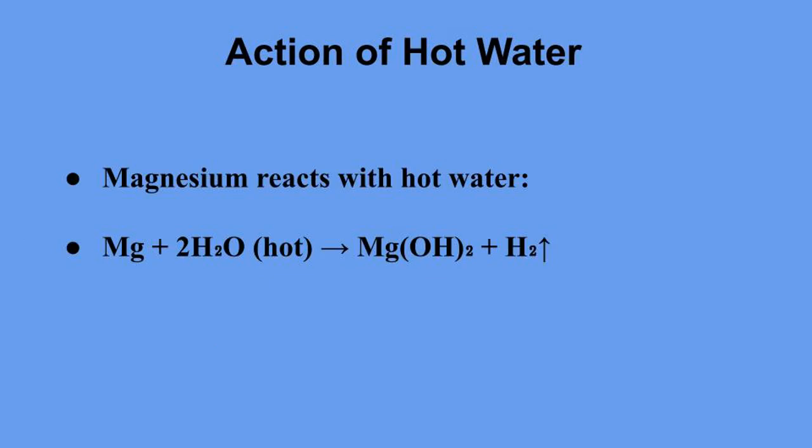Magnesium reacts with hot water to form magnesium hydroxide and hydrogen gas. The reaction is slower compared to sodium or potassium.